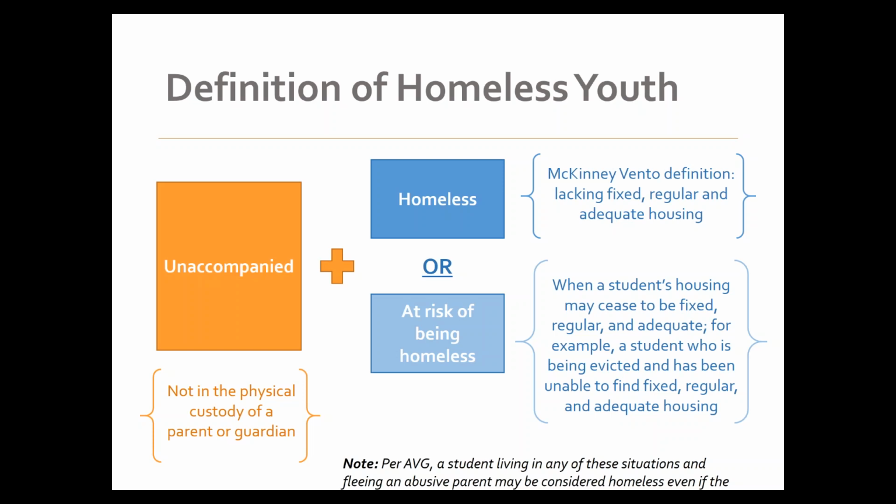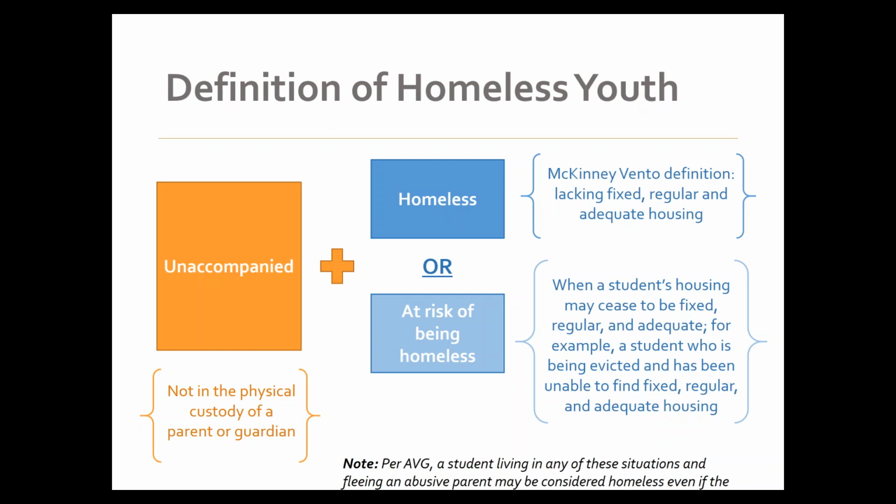So unaccompanied and homeless, according to the definition in the McKinney-Vento Act, means lacking fixed, regular, and adequate housing. Or unaccompanied and at risk of being homeless, which is defined as when a student's housing may cease to be fixed, regular, and adequate. An example is a student who's being evicted and has been unable to find fixed, regular, and adequate housing. That would be considered at risk. And just to clarify, and this is on the screen there, the application and verification guide for financial aid administrators says that a student living in any of these situations who's fleeing an abusive parent may be considered homeless, even if the parent would provide support and a place to live. So that's important to remember.